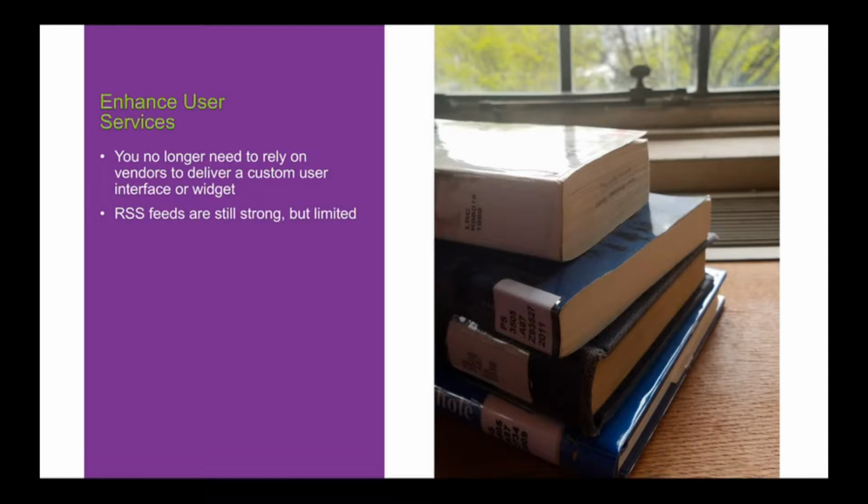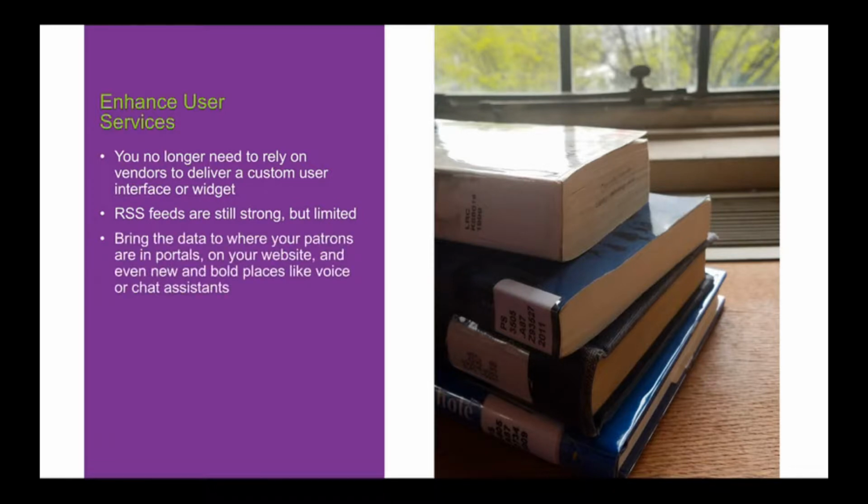RSS feeds are still strong but limited. Many of you have probably worked in the past with RSS feeds. Maybe you've used a library tool to parse out library feeds, maybe display new books, stuff like that on your website. APIs, you can kind of think of them like an RSS feed. It's a feed of information that you can request, but I think it's more robust.